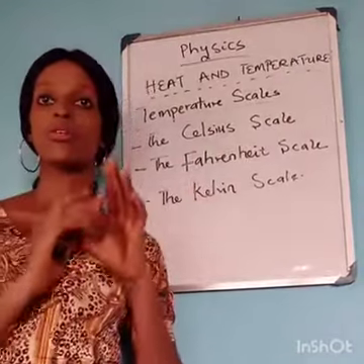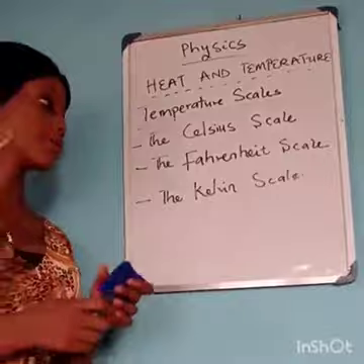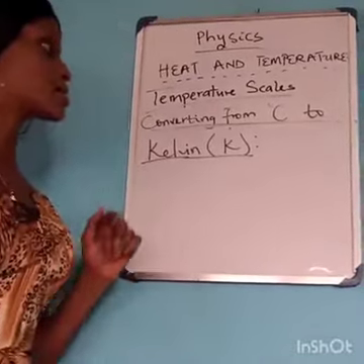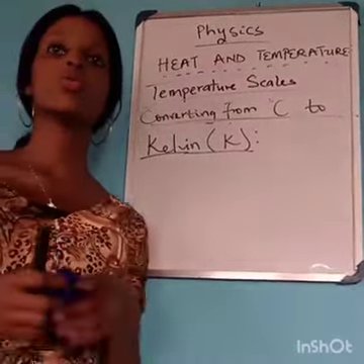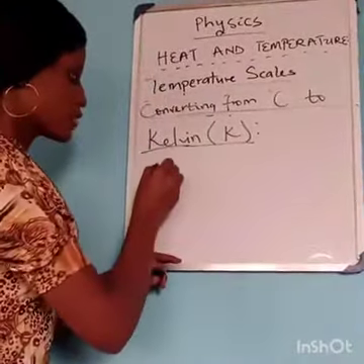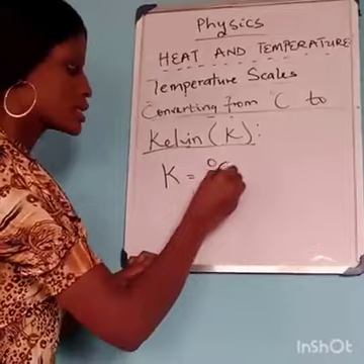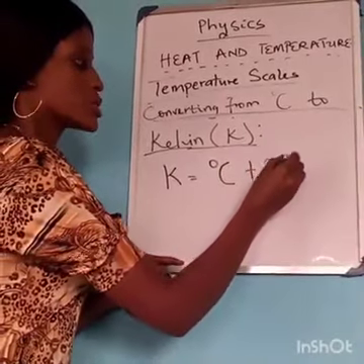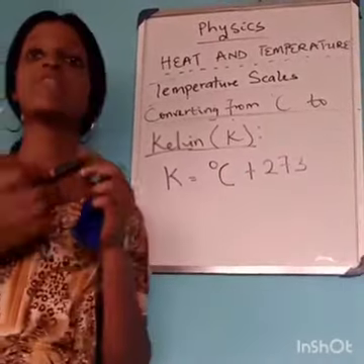You can do every one of these. So this we're going to do now. You might be asked to convert from degrees Celsius to Kelvin. We have this simple formula. To convert to Kelvin is our degrees Celsius plus 273. So it's very, very simple.